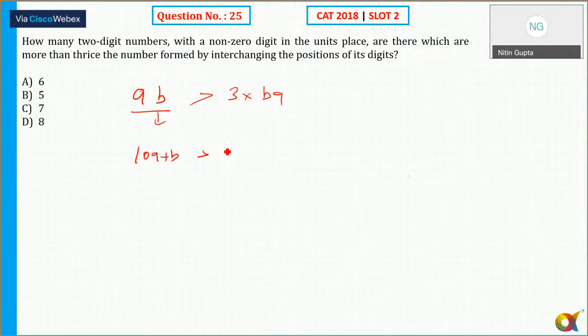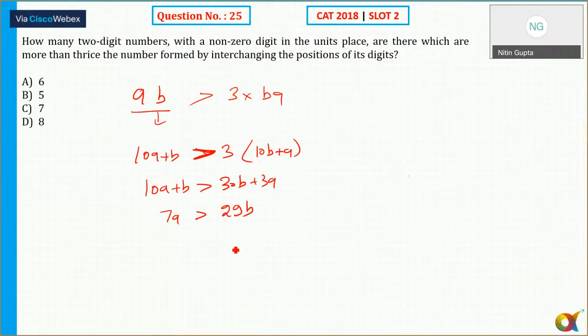And it is greater than thrice of the number obtained by reversing it, which I'll get as 10B plus A. So 10A plus B is greater than thrice of 10B plus A. So 10A plus B is greater than 30B plus 3A. So I'll get that 7A is greater than or equal to 29B.